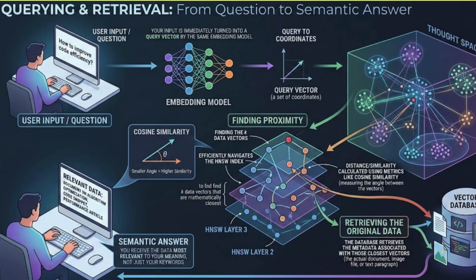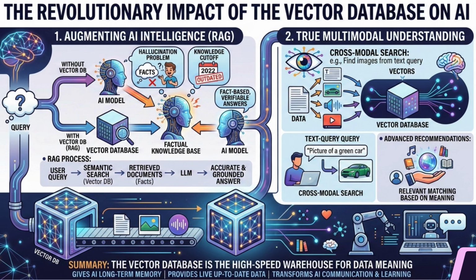The database does not return numbers, it retrieves the metadata associated with those closest vectors, like the actual document, image file, or text paragraph. You receive the data most relevant to your meaning, not just your keywords. The vector database is the infrastructure that fueled the breakthrough of large language models and multimodal AI.